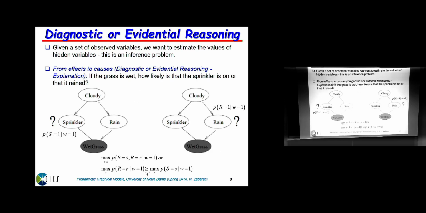A more important problem is the inverse problem, to go from effects to causes. So if the grass is wet, somebody can ask, is it raining? In other words, if W is equal to 1, is R equal to 1? What's the probability of that? Or even more important questions: if the grass is wet, is the probability that it rained higher than the probability that the sprinkler is on? Well, actually, that's a little bit different from the problem I have here, but basically it's in the same spirit.